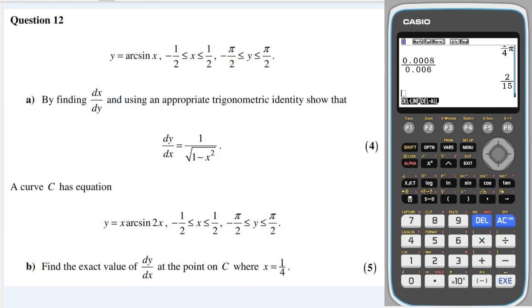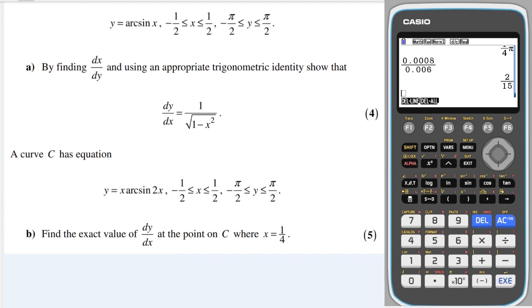Question 12, we have y is equal to arcsine x, and it says by finding dx by dy and using the appropriate trigonometric identity, show that dy by dx is equal to that. Okay, so we start by taking the sine of both sides, which gives me sine y is equal to sine arcsine, our function and inverse functions, they cancel, so just x.